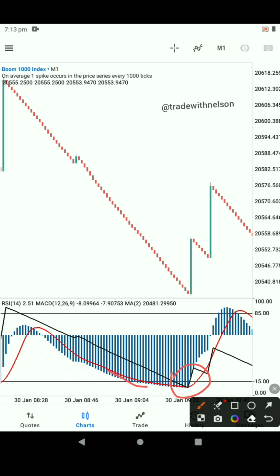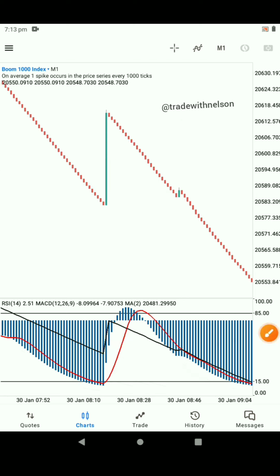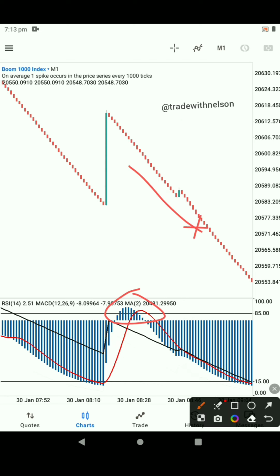As you can see over here, once it enters this point, we see a particular thing here. It started to buy to the upside. And when it enters this point, we see that it sells to the downside.